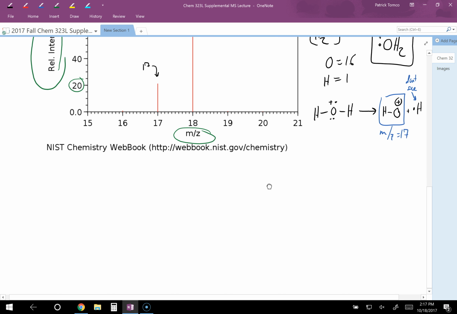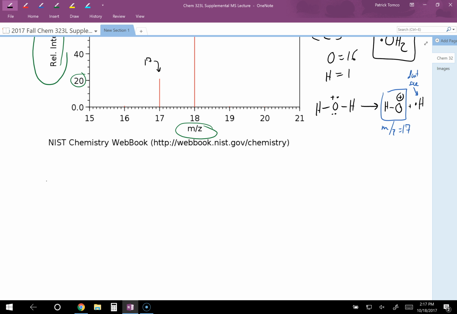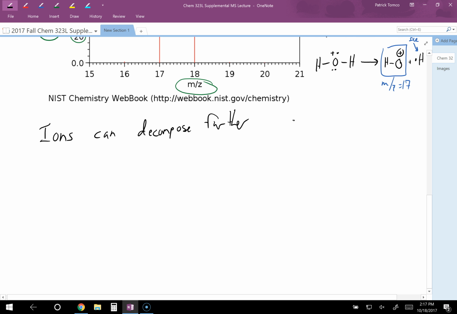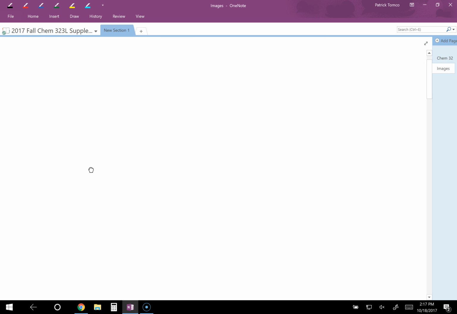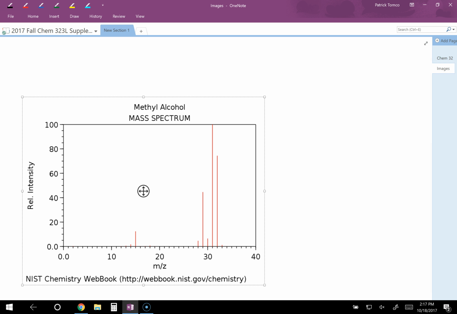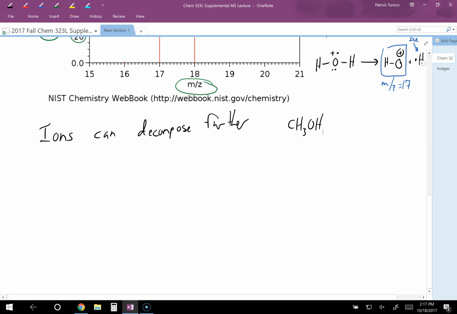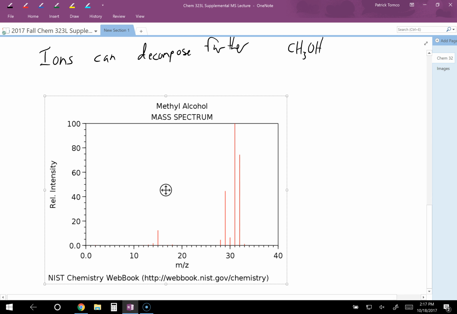Like we saw with the case of 17, we very commonly observe that the ion can decompose further. So I want to pull up a spectrum of another molecule. This one is going to be methanol, or methyl alcohol, and we'll use this in our discussion here. So I'm going to cut and then I will paste it right here.